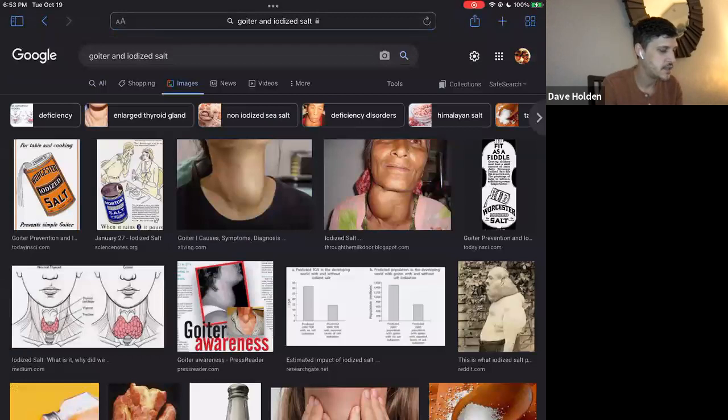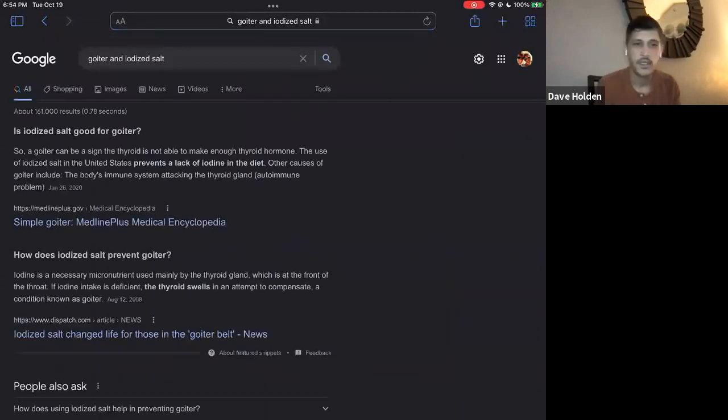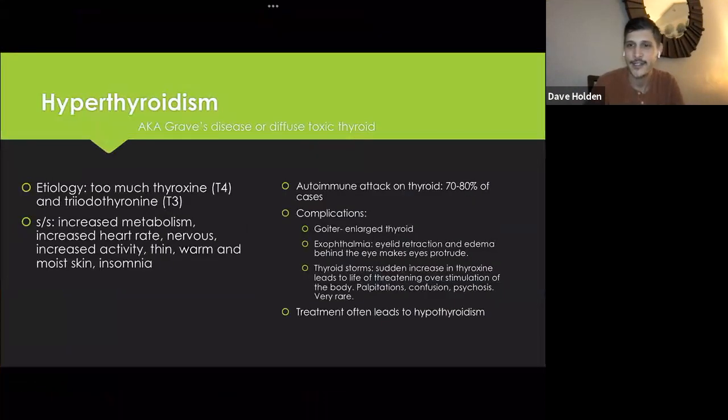If this was interesting to you, you should read the whole Wikipedia article about why we started putting iodine in the salt, because everybody was getting goiters. And when we started putting iodine in the salt, all the goiters went away, and it was a huge public health success. It's a fascinating story. I encourage you to read up on it. So back to my main point, those goiters are also a side effect of hyperthyroidism.